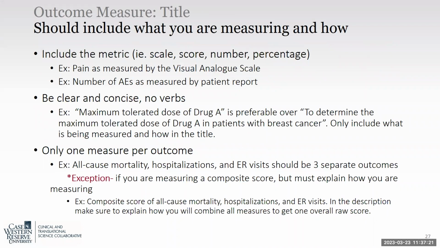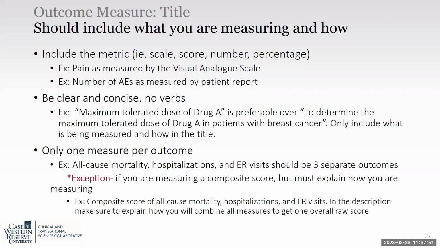So for the title, you should always have what you are measuring and how. You need to include the metric. So if you have a scale, a score, a number, a percentage, you need to be clear and concise, no verbs. You want to say maximum tolerated dose of drug A. That's preferable over to determine the maximum tolerated dose of drug A in patients with breast cancer. Clear, concise, you don't need a whole bunch of extra filler.